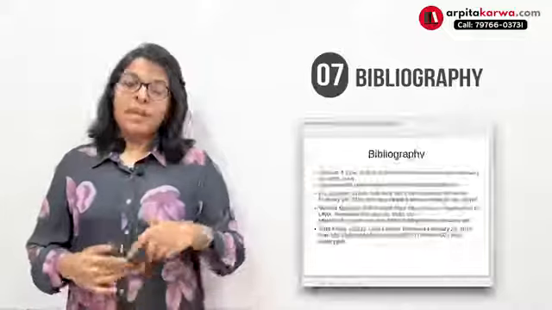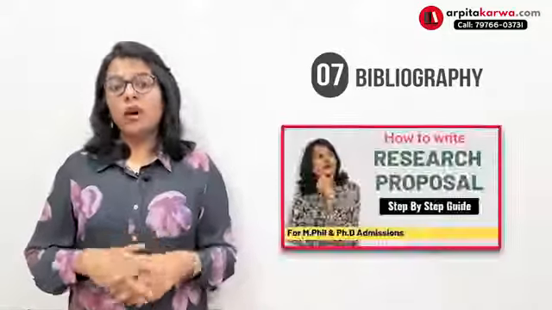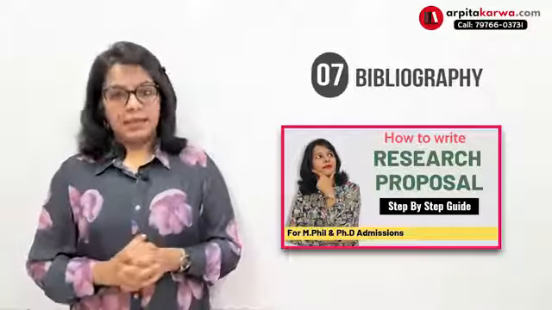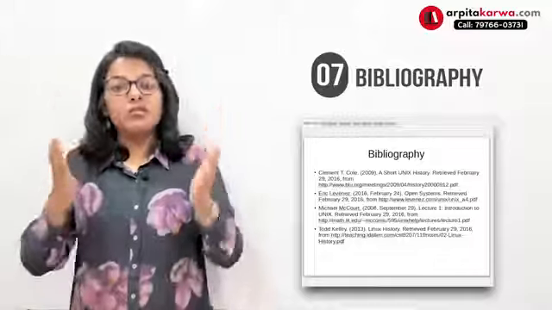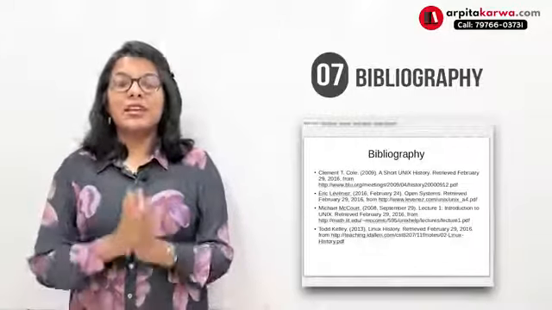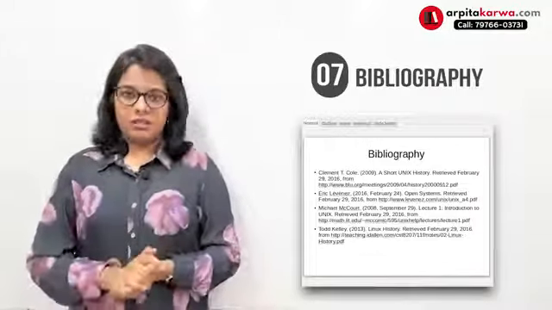The first one is bibliography and second is appendix. Now what is bibliography? In my past video where I was talking about how to write a research proposal, I have already discussed bibliography in detail. Bibliography is basically the area where you write all the sources or all the works that you have referred during the course of the research.